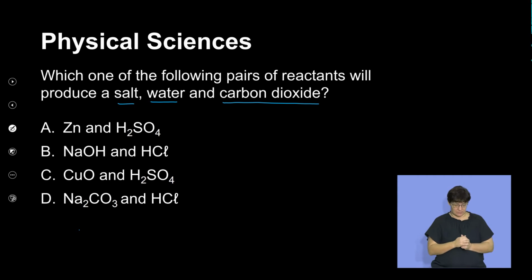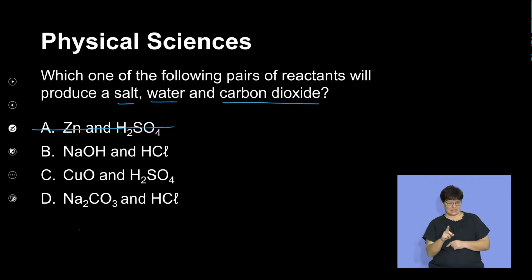Now, if you look at reaction A, first of all, for us to get carbon dioxide, one of the reactants must have carbon and oxygen. But if you look at the reaction between zinc and sulfuric acid, it's a typical reaction between a metal and an acid. This gives us salt and hydrogen. So there is no way we are going to get carbon dioxide in this case. So we're looking also for a gas-forming type of reaction. Now, if you go to option B, it talks about a base and an acid.